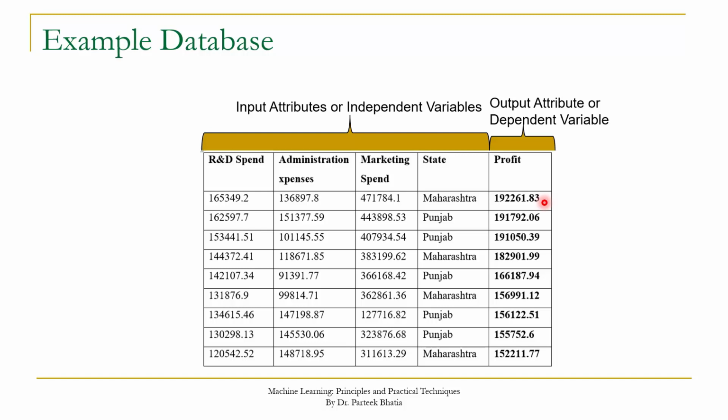In this case, profit is dependent on multiple input attributes. That's why this case is known as multiple linear regression. In case of simple linear regression, we have only 1 input and 1 output attribute. But in case of multiple linear regression, we have multiple input attributes and 1 output attribute. In both the cases, we predict a continuous or real value. In order to understand this concept further, let us consider their mathematical representation.